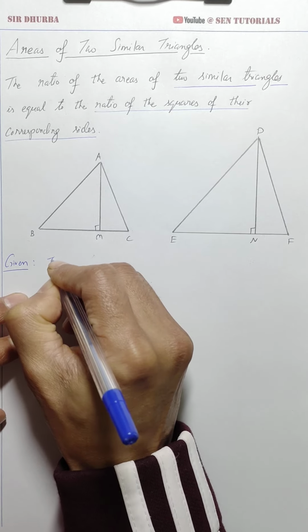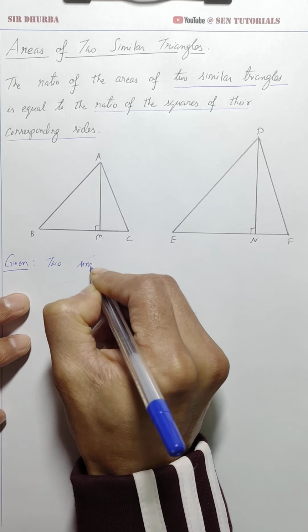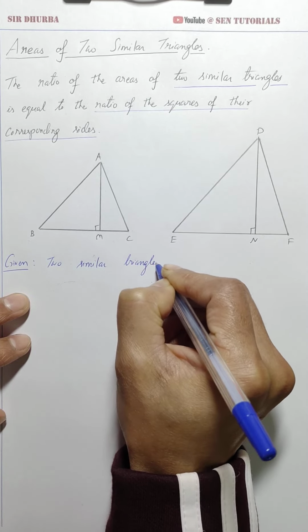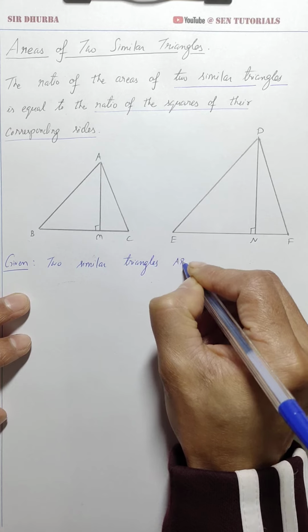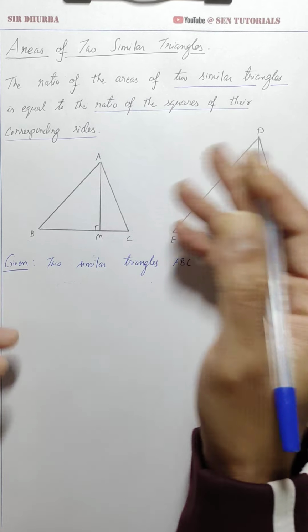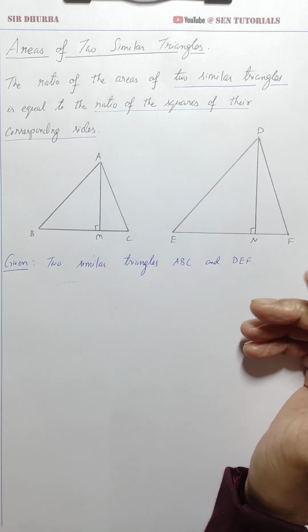What is given is we have two similar triangles, triangle ABC and let's say triangle DEF. You can name the triangles in your own ways.